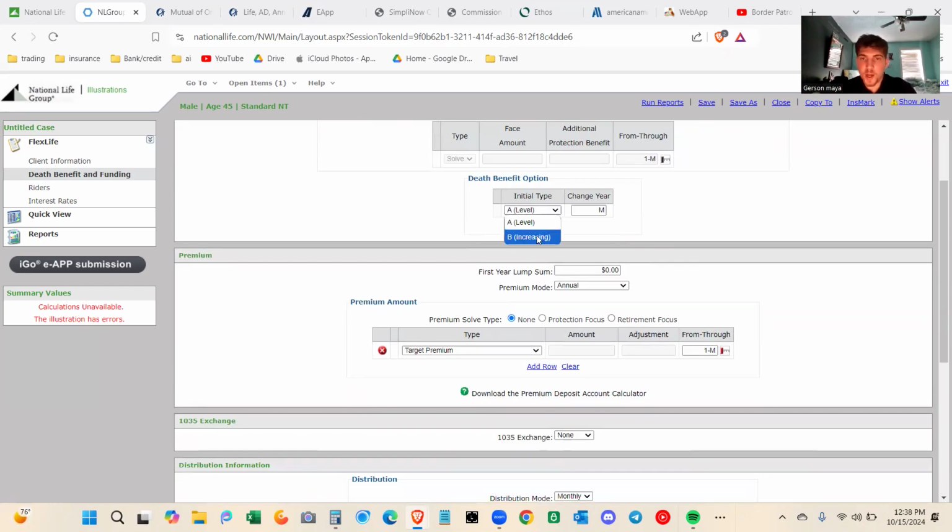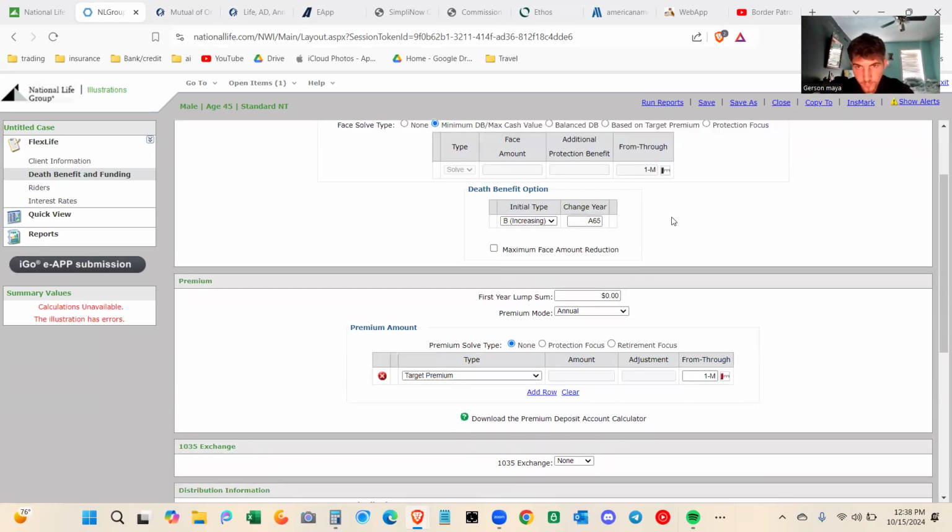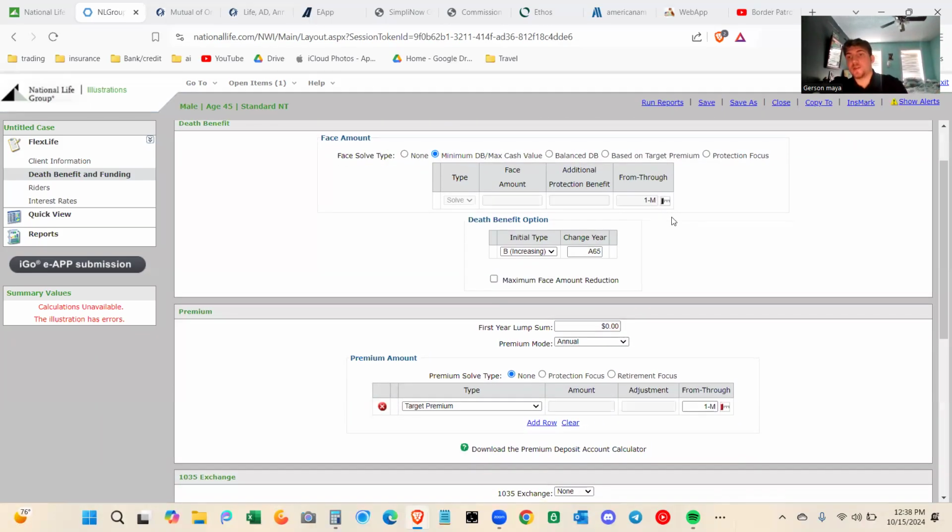He's 45, so I'll do increasing death benefit till age 65. Then it'll change into a level death benefit. So that death benefit is not going to increase anymore. It's going to stay level. The cost of insurance is not going to increase on him. And since it's increasing right now, it's going to start off a little bit lower. So the cost of insurance is going to start off lower for him right now. That means he can grow more cash value quicker in the first 20 years because that cost of insurance is not going to eat him up so quick.